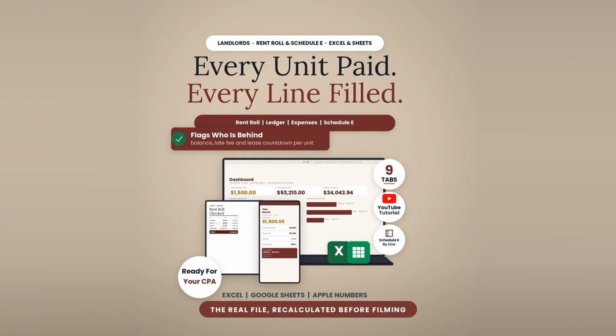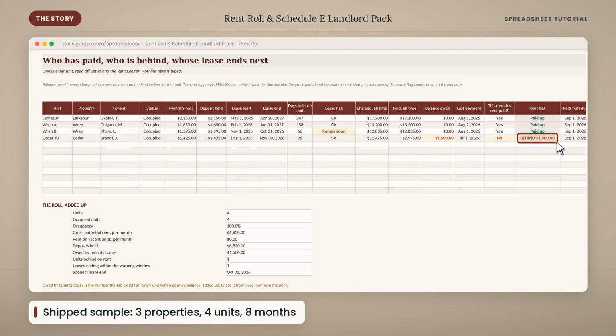9 tabs, and every screen here is the real file, recalculated before filming. It is late August, and one unit has not paid. So the file ships with a worked sample. Hollis Properties, 3 small rentals near Denver, 4 tenants, January through August 2026. Sample data, not a customer.